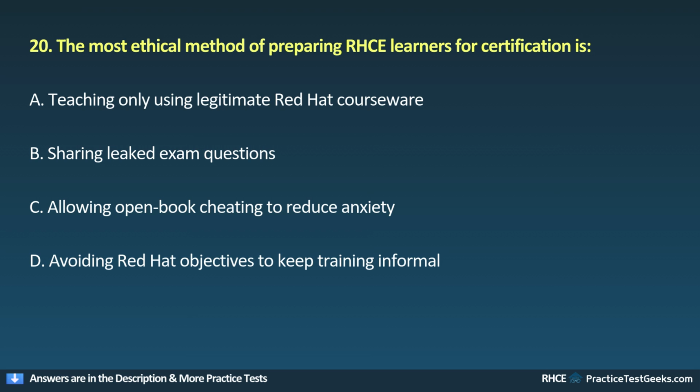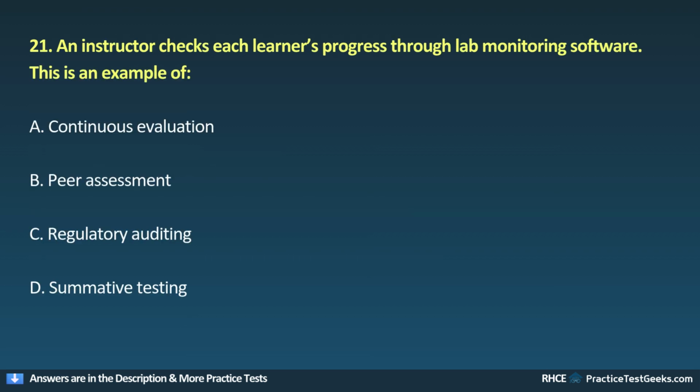Teaching only using legitimate Red Hat courseware. B. Sharing leaked exam questions. C. Allowing open book cheating to reduce anxiety. D. Avoiding Red Hat objectives to keep training informal. 21. An instructor checks each learner's progress through lab monitoring software.